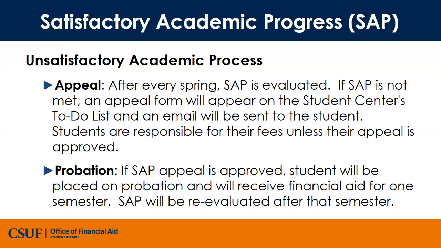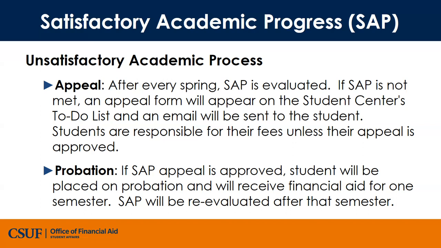Students who do not meet satisfactory academic progress will fall into unsatisfactory academic progress and then be ineligible for financial aid. This means that students who do not meet SAP are not eligible to receive financial aid. After every spring semester, SAP is evaluated. If SAP is not met, an appeal form will be displayed on a student's homepage, specifically under the tasks list, and an email will be sent to the student.